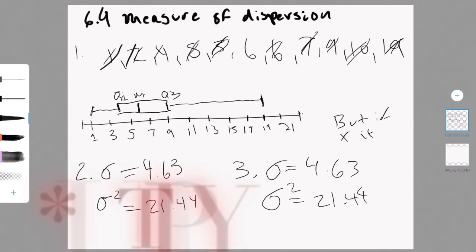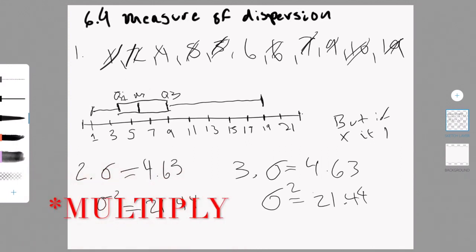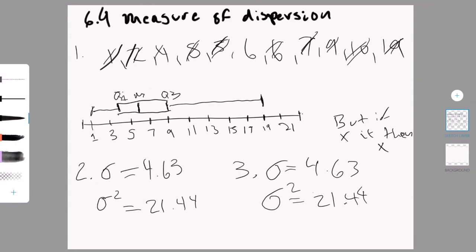But if you times it instead, think about it, then everything gets times instead. So then the standard deviation would be, let's say if you times 2, the standard deviation would be times 2, and the median would also be times 2. The reason why I'm mentioning this is because there are some questions in the book about it.